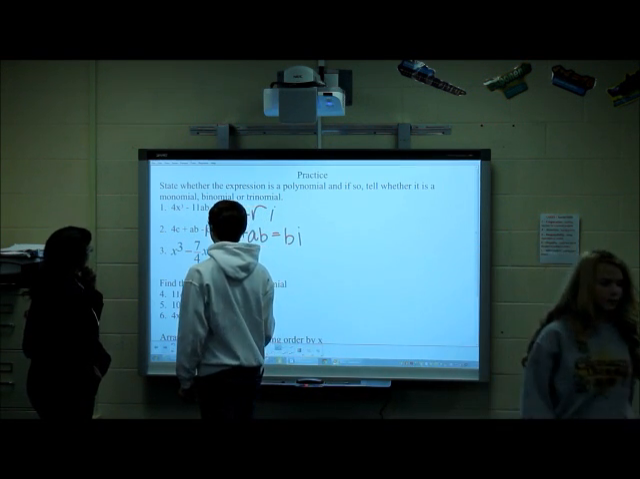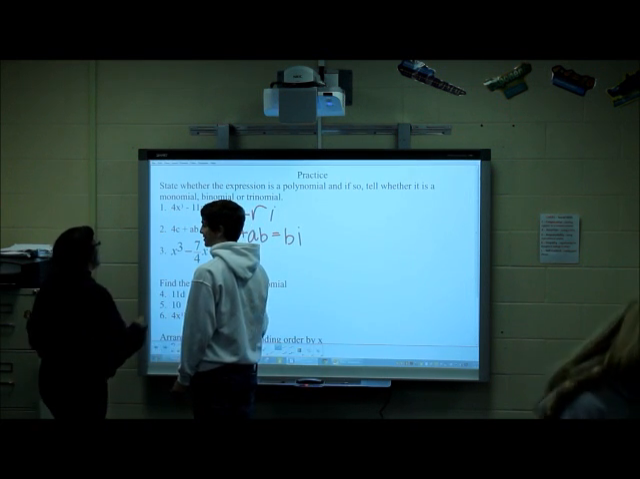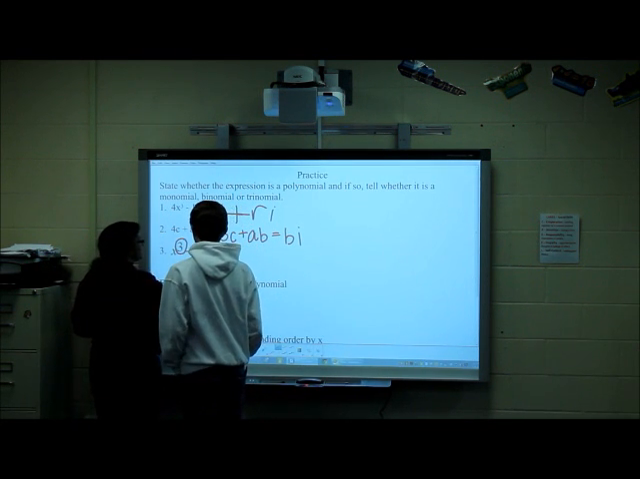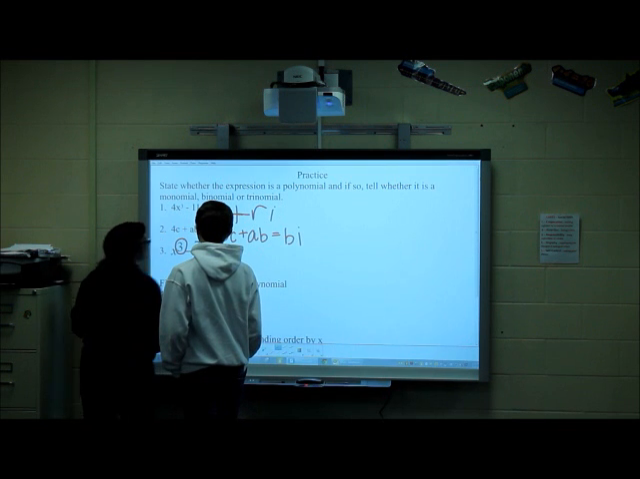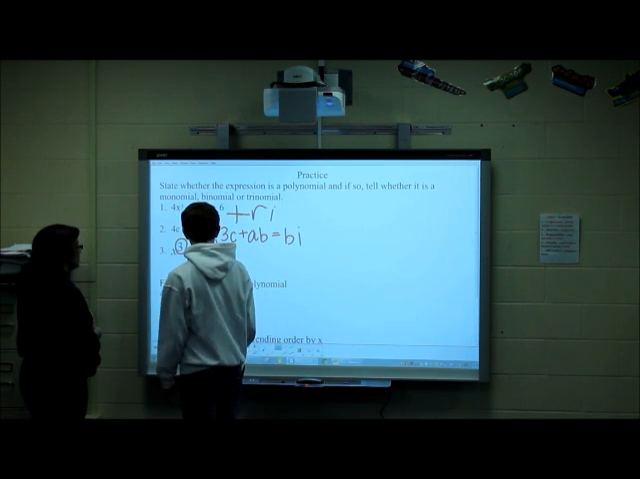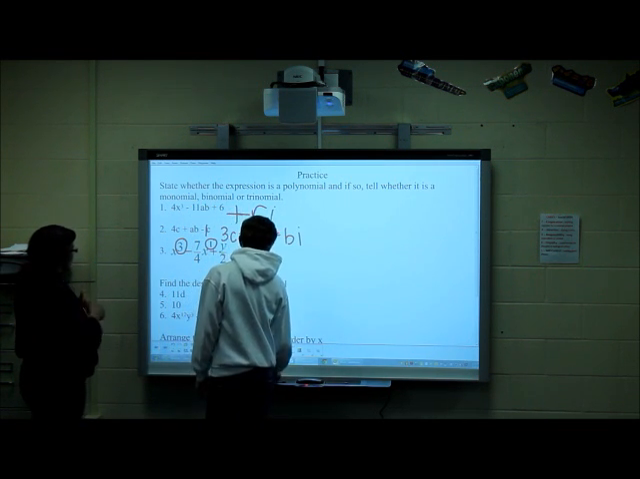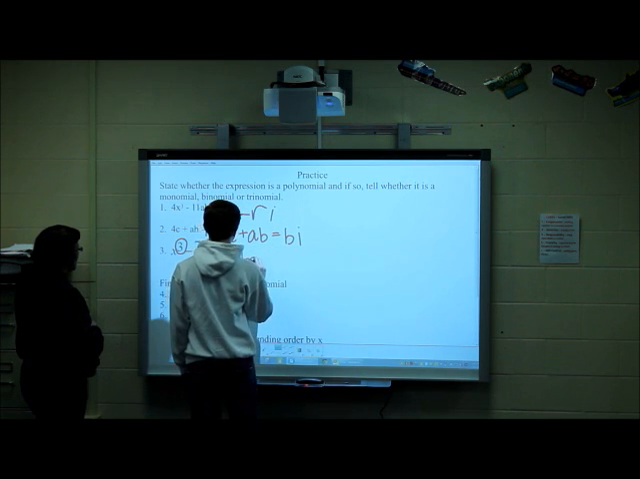Okay. What about this one? So a binomial. Well, why? 2 x's. Well, the thing about the 2 x's, that one has a cube and that one has to the first. So are they really like terms? No. So what is it? It's a trinomial. Awesome. Okay. Good, good.